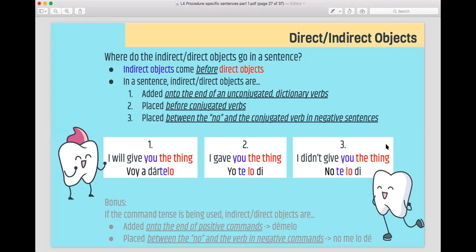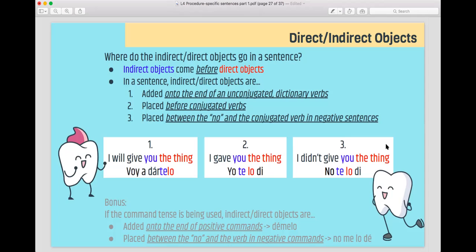Two, we can place it before a conjugated verb. So yo te lo di. Te lo di. We still have te lo with the indirect coming before the direct, but now they appear as separate words before the verb. And now the last situation we'll talk about in this case is, what if you want to say you didn't give something, you're not doing something? You still place the objects before the conjugated verb and you just add a no in front of it. So no te lo di.